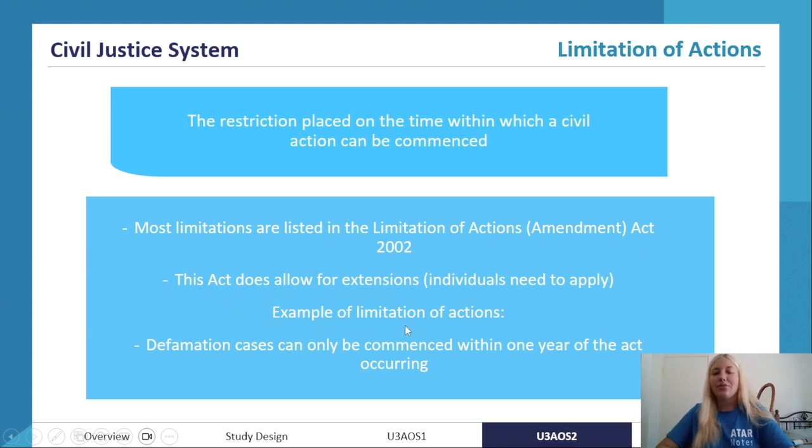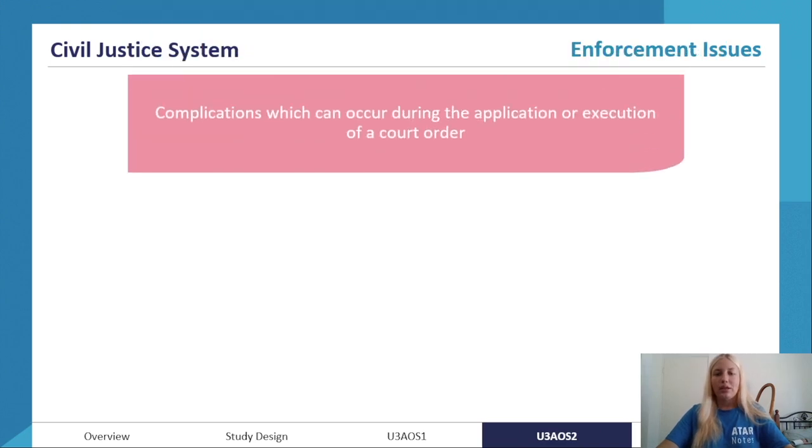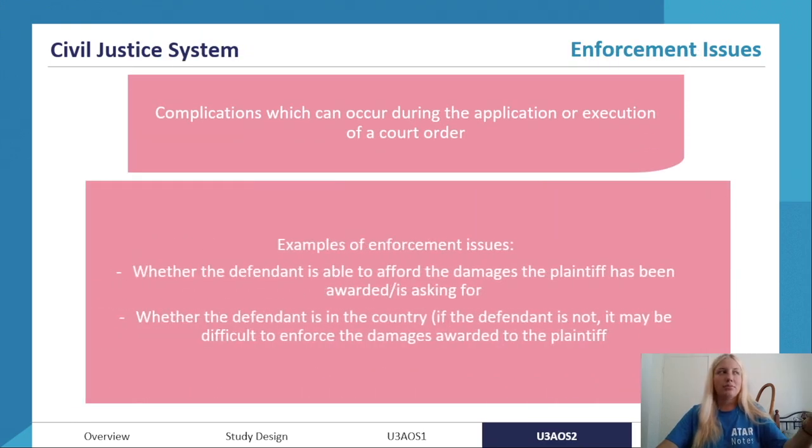Extensions are only allowed for certain reasons, such as maybe you were in a hospital for a really long time and you couldn't physically initiate a claim, for example. So there are only certain circumstances. For defamation, for example, that's where someone says things that are untrue and harmful to our reputation, defamation can only be initiated within 1 year of the act occurring. Negligence and injury, they're 3 years in the civil justice system.